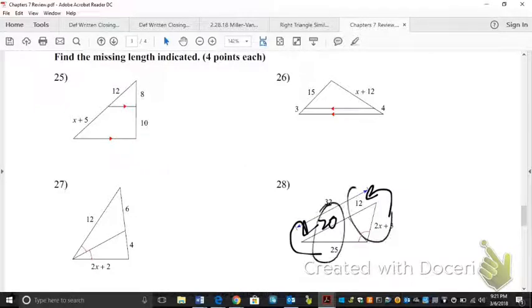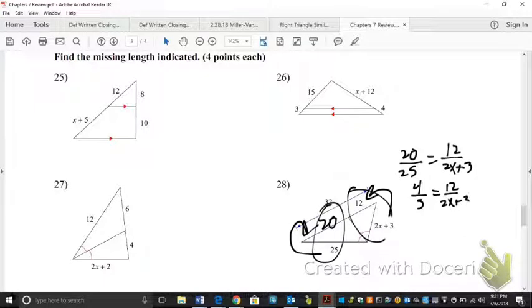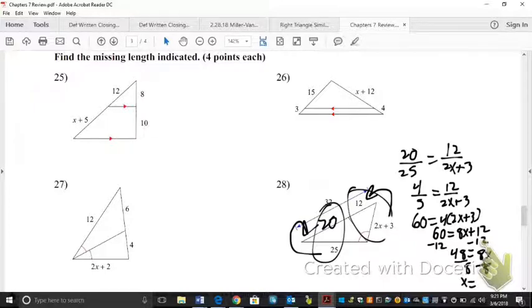So now we set up our proportion. We're going to go 20 over 25 equals 12 over 2x plus 3. I did a raise because I wasn't sure it was a 3 there. So 20 over 25 reduces to 4 over 5. We're now going to cross multiply. That's going to give us 60. 5 times 12 equals 4 times 2x plus 3. Distribute that 4. We get 8x plus 12. Subtract 12 from both sides, and we get 48 equals 8x. Divide both sides by 8. And we get x equals 6.